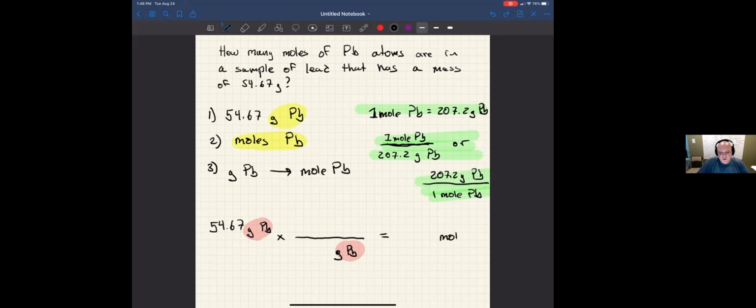Now, my goal in this step is to convert to moles of lead, so I know that moles of lead will have to be in the numerator of the conversion factor. That allows me to pick the conversion factor that I need, and we see the one at the top there circled: 1 mole of lead per 207.2 grams of lead. So now I can put in the numbers. If I get out my calculator, I'll see that it's 0.2639, rounded to the correct number of significant figures, 0.2639 moles of lead. That's my final answer.